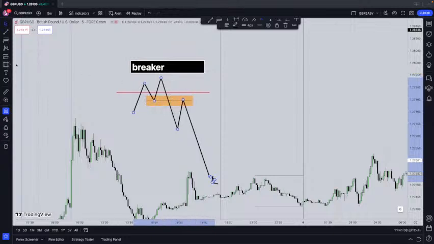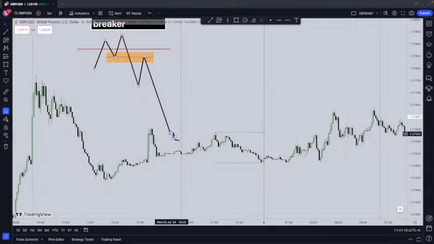Sometimes to make it high probability, it'll be lined up with a fair value gap, maybe on the higher time frame. But we're looking to go short here, stop loss above here, and then there should be some kind of sell side target. Let me just quickly draw that out again for us.